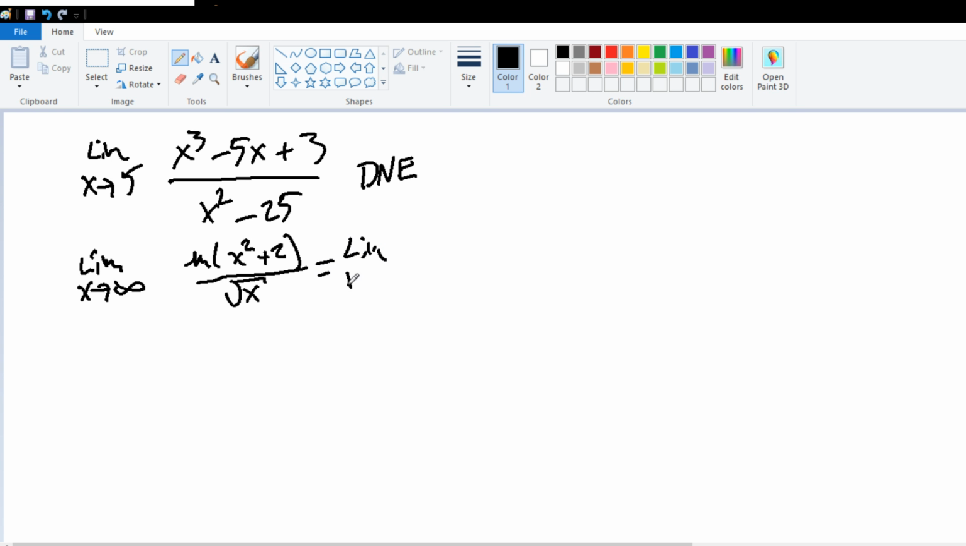We get the limit as x goes to infinity of 2x on the top, x squared plus 2 on the bottom, and we get 2 square root x on the top. So the derivative of square root x is 1 over 2 square root of x, but the denominator of a denominator goes to the numerator. Dividing by a fraction is the same as multiplying by the reciprocal. So this is our derivative of the top. This is 1 over the derivative of the bottom.